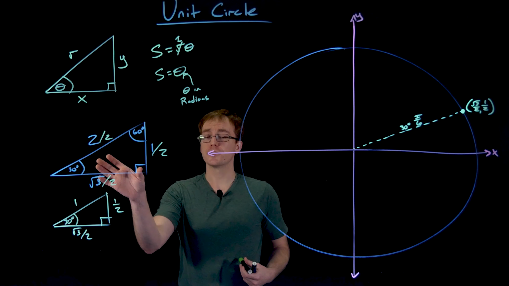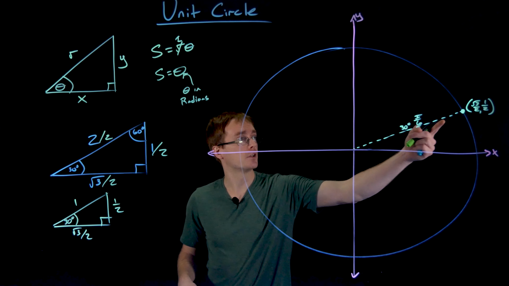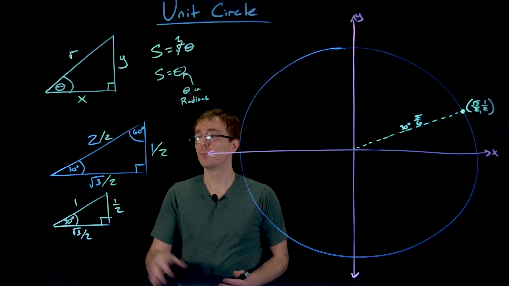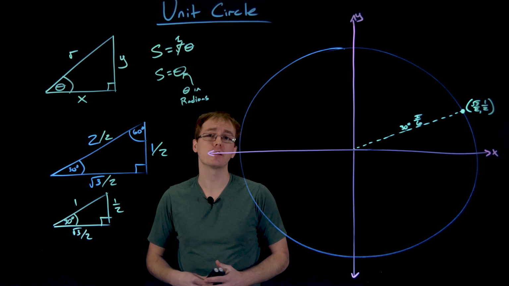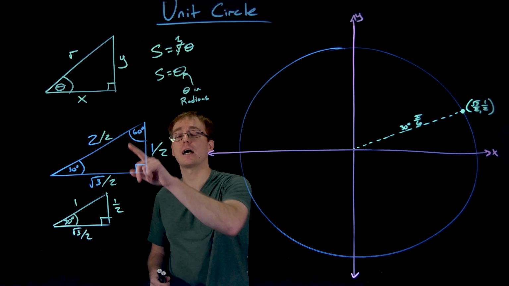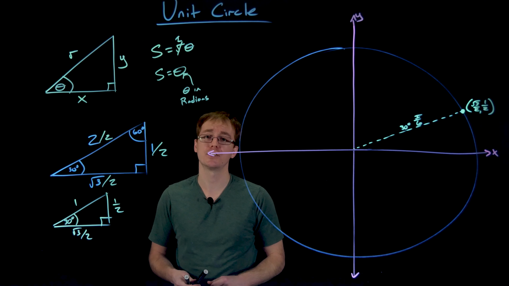All right, so from our 30, 60, 90 triangle, we found this one point on our unit circle, square root of 3 over 2, comma 1/2. But we can also rotate this triangle around, flip it a bit, and find another key point on our unit circle, this time corresponding to our angle of 60 degrees.